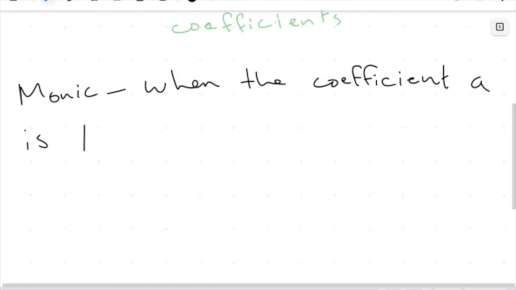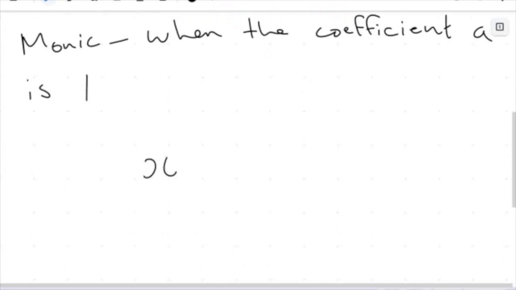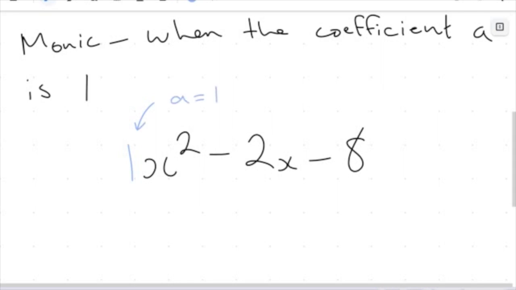So for example, something like x squared minus 2x minus 8 is monic because remember, when we have no coefficient in front of my x squared or x, what is implied here is that the coefficient is actually 1. So in essence here, A equals 1. The coefficient A in front of x squared is 1. Okay, so we've defined now what a monic quadratic trinomial is.